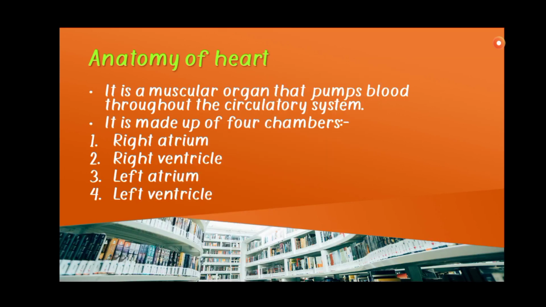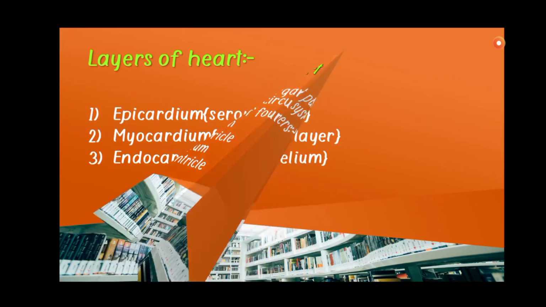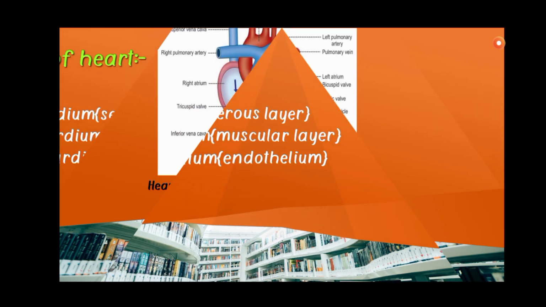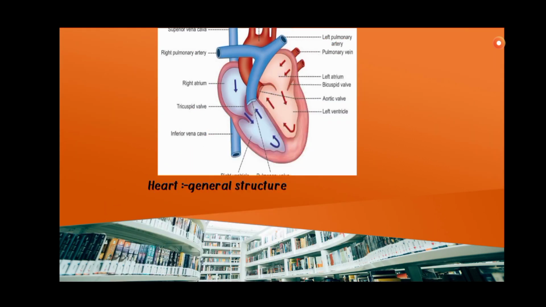Then the anatomy of the heart. We all know that it is a muscular organ that pumps blood throughout the circulatory system. It is made up of four chambers, both atria and both ventricles. Then the layers of the heart. There are three layers found in the heart: epicardium, the serous layer; myocardium, the muscular layer; and endocardium, the endothelium. Then this is the diagram of the general structure of the heart. You can see here both atria, both ventricles, and many blood vessels.